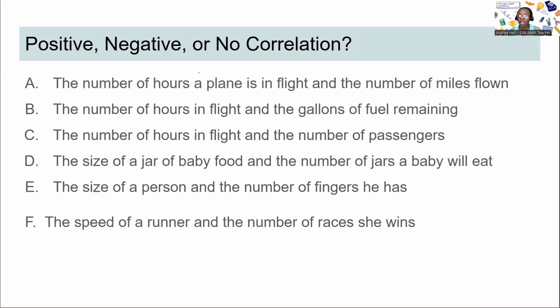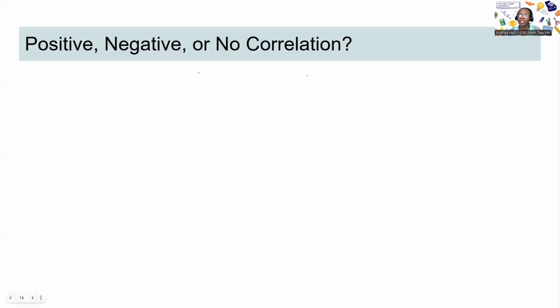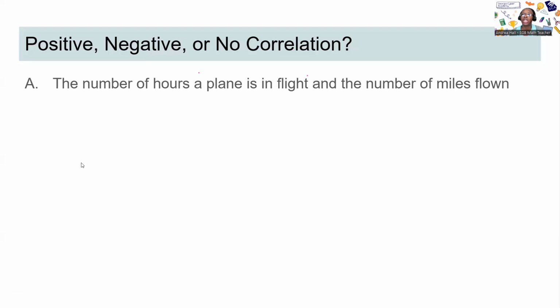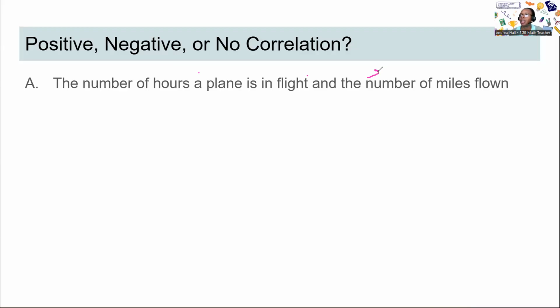All right, let's go ahead and take this again. The number of hours an airplane is in flight and the number of miles flown. Positive, negative, or no correlation. So the number of hours an airplane is in flight goes up, and the number of miles flown also goes up. This is what we would call a positive correlation for sure.